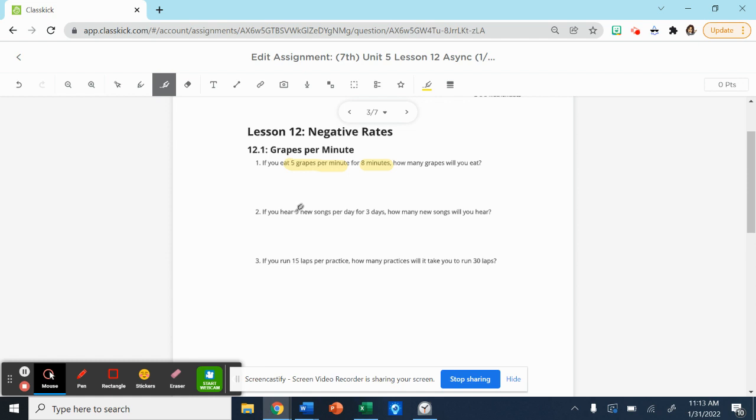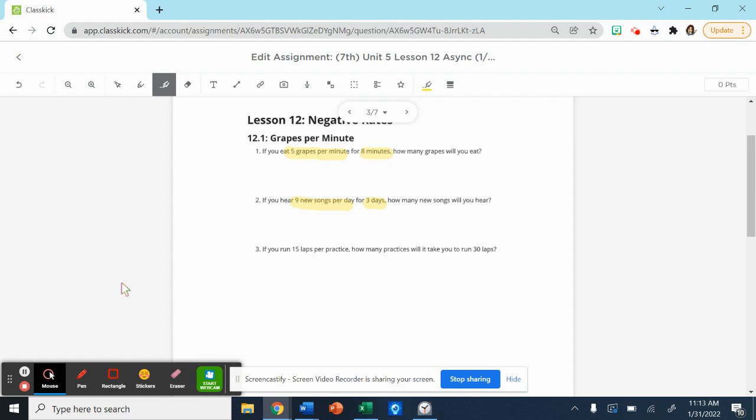The same would be true in question 2. 9 songs per day for 3 days. When you multiply the rate by the time, you can determine the total. That's because if we know we're finding 9 songs per day for 3 days, we have 3 groups of 9. Another key concept from 12.1 is this word per. We've discussed how the word per without a number, for example, per minute or per day, can be interpreted as per 1. So when you see the phrase 5 grapes per minute, you're seeing 5 grapes for every 1 minute, or 9 songs per day is 9 songs for every 1 day.